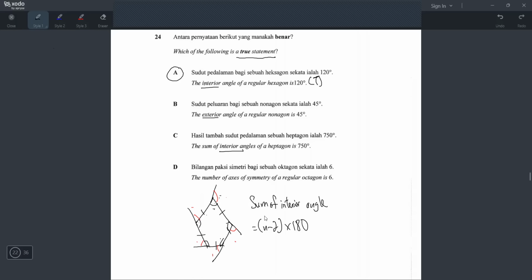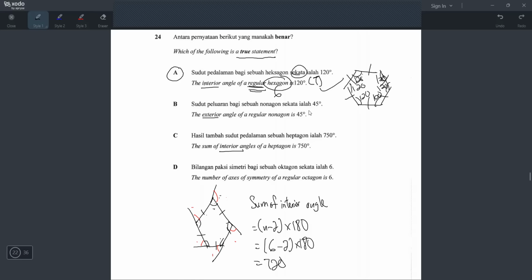So let's say I want to know about a hexagon and it's regular. To find the sum of interior angles, I know a hexagon has 6 sides, so I take 6 minus 2 times 180. Let me press the calculator, I get 720. Since it's a regular hexagon, all 6 sides are the same length, so all the angles will be the same as well. I take 720, divide by 6, and get 120 each. That is why I know A is definitely true. So A is the answer already, right?